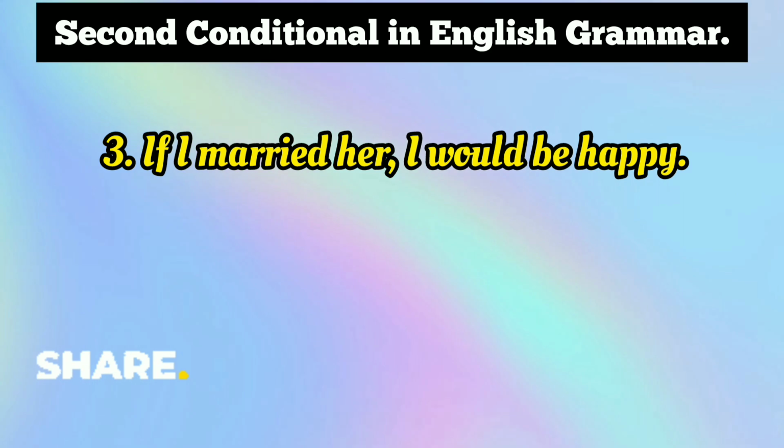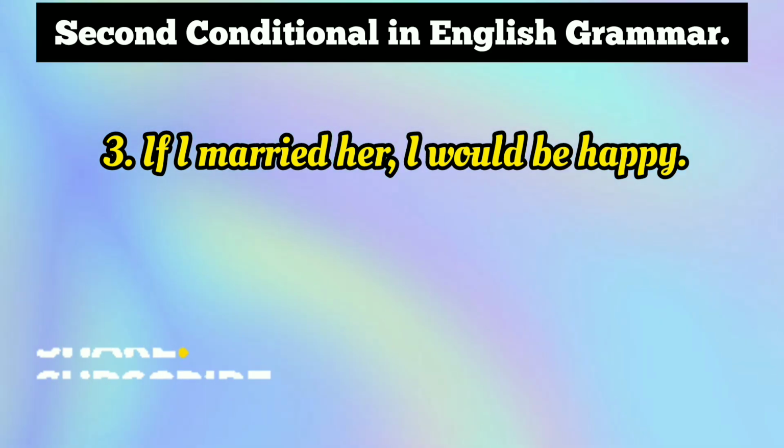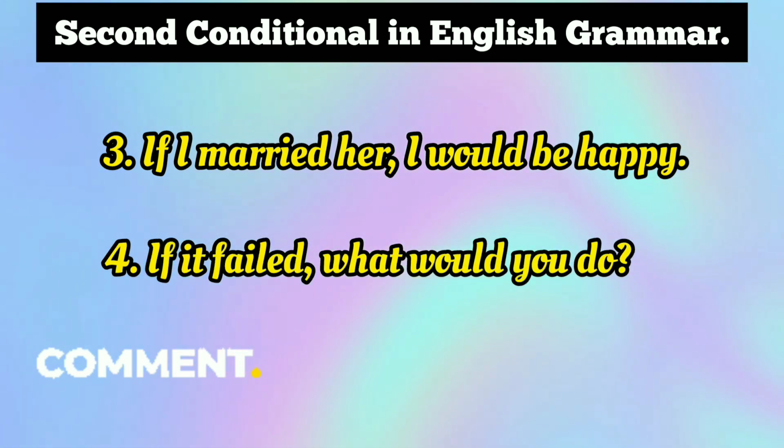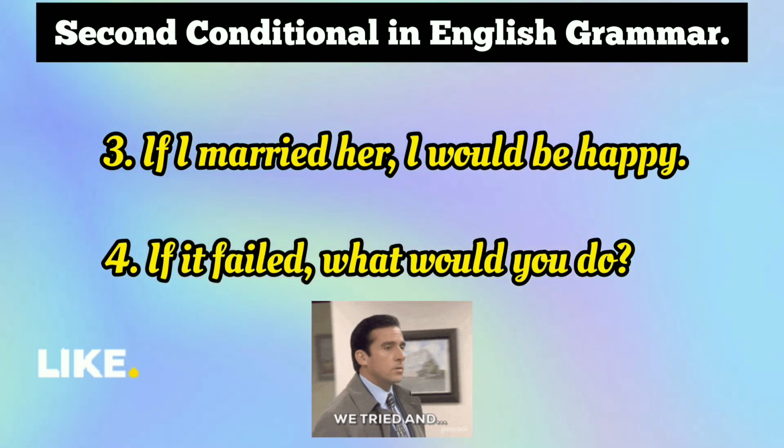So that's the way to make a sentence in the second conditional. We can use another interesting sentence, as you see, number 4. If it failed, what would you do? So you can also make interrogative sentences this way.